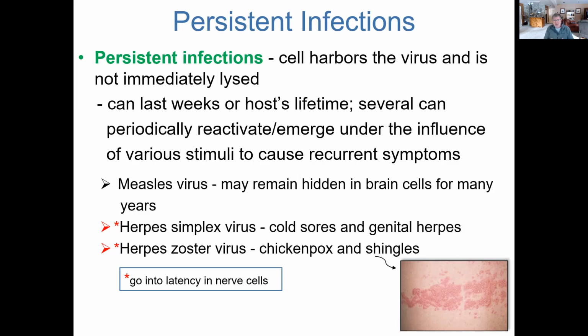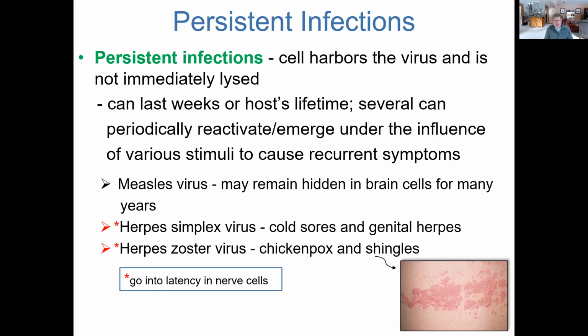And when there's some sort of a trigger, like stress often is described as a trigger of some viruses, that cause them to kind of kick back into their active cycle, whereby the cell begins to make more virions and begins to exhibit in the patient some of the symptoms we associate with that particular virus. So we refer to those as latent infections.